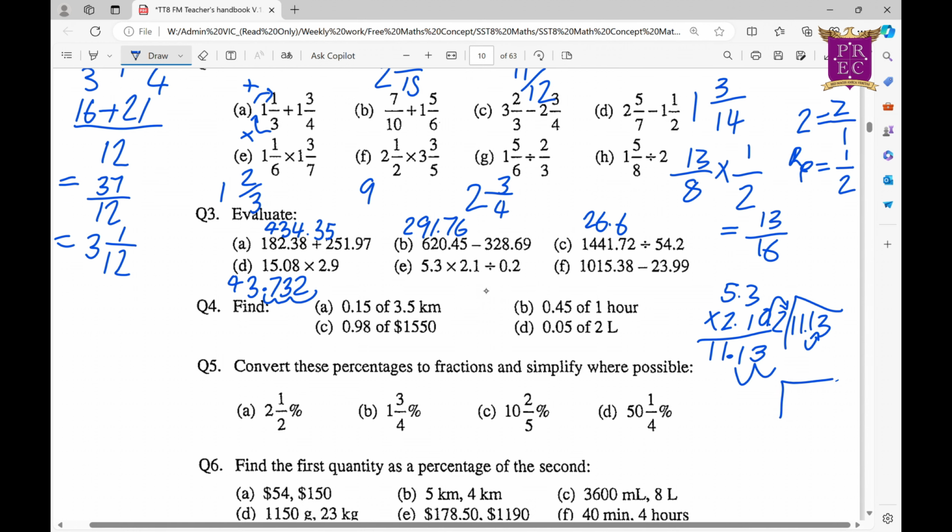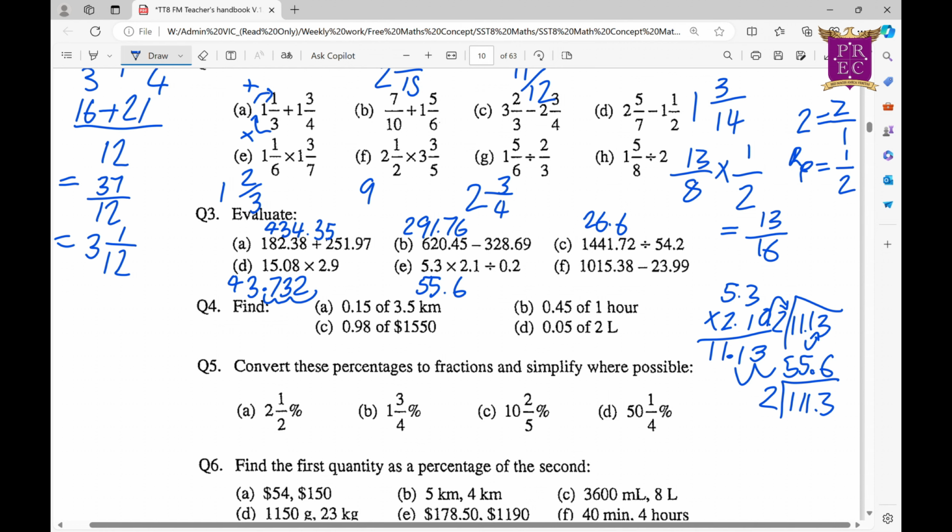Okay, so we're dividing 311.1 by 2, which should give us 155.55. Okay, so that's the answer.